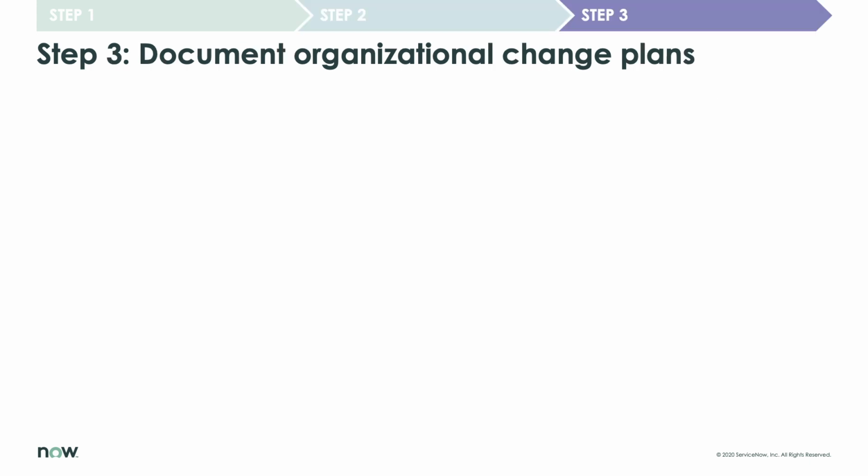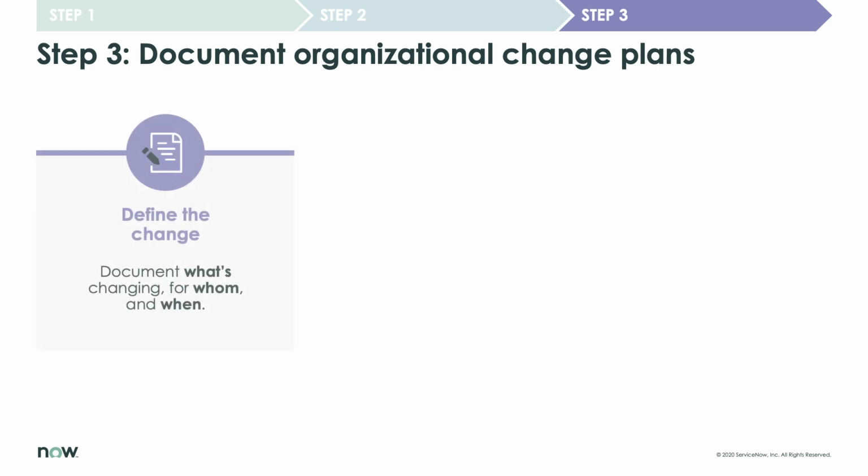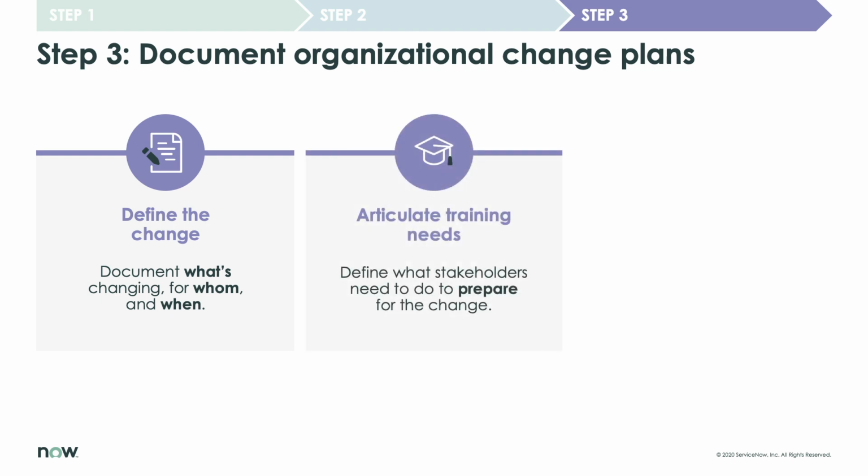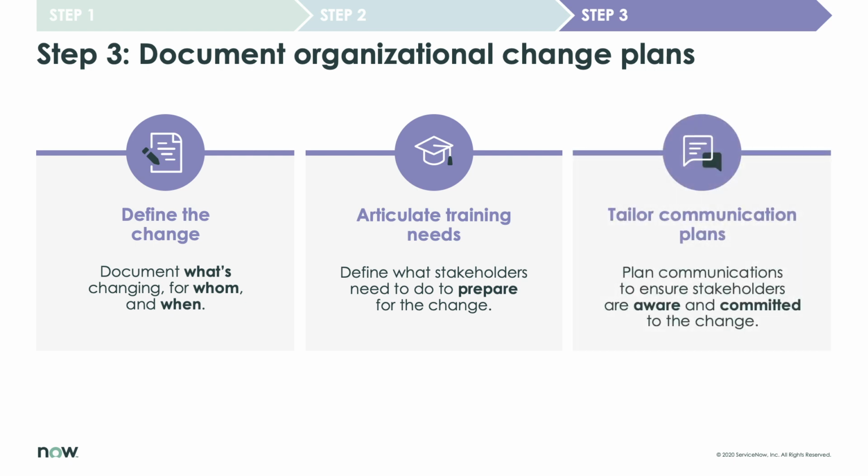Step 3 is where the rubber meets the road. It's where you use what you learn through your research and document a plan that helps your organization adapt to a new way of working. Your change plan needs to clearly identify what is changing, for whom, and when. It also needs to articulate what stakeholders need to do to prepare for the change, like completing training. There is no silver bullet when it comes to creating an OCM plan. Your approach must be built with your own organizational context and culture in mind. So, develop a communication plan tailored to your stakeholders' needs to ensure they are aware of and committed to the change. It takes time and effort to do this well, so make sure you start early, well ahead of when the change will be implemented.